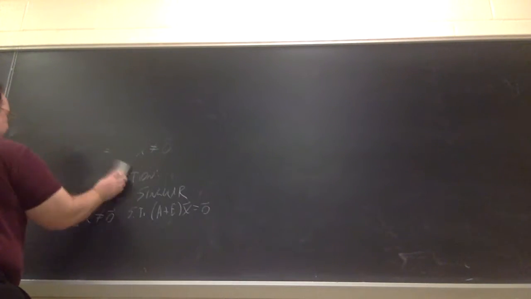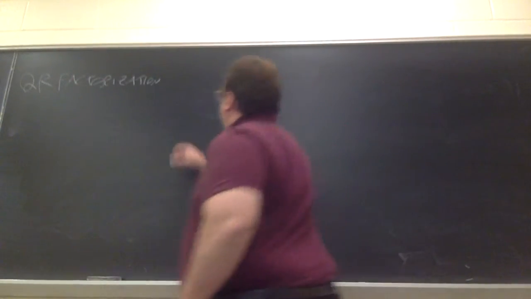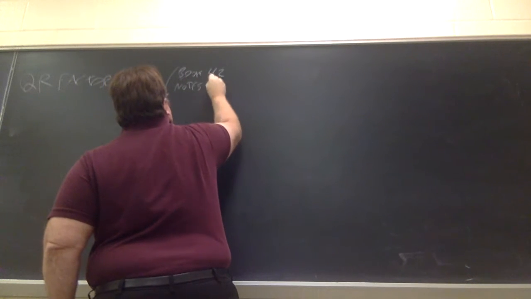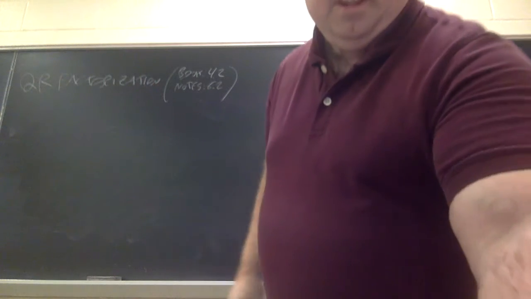All right. So in that case, I can continue with 4.2 and computing the QR factorization. And we'll refer to not the book, but the notes, notes 6.2. Okay.